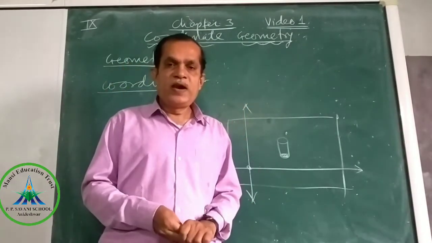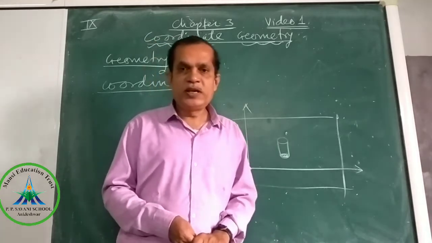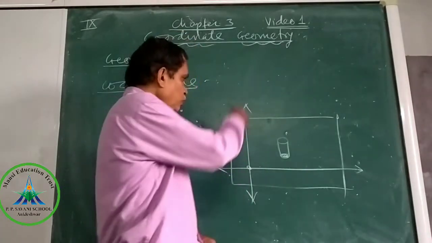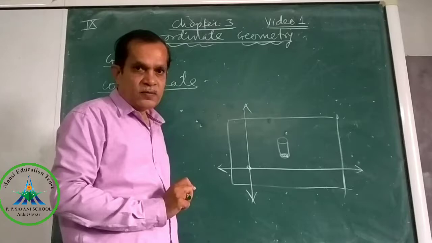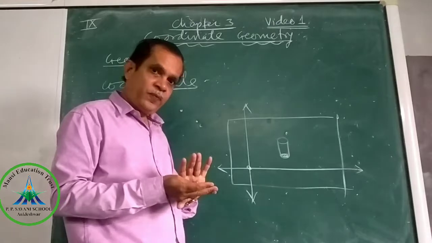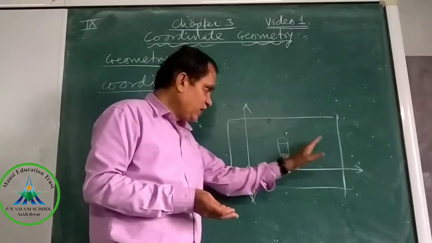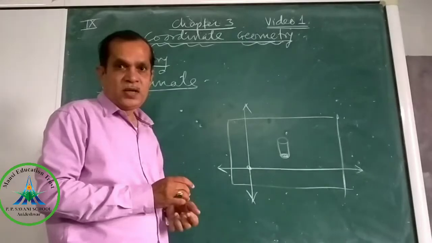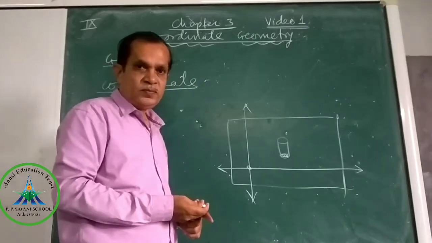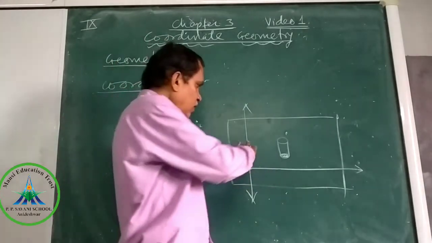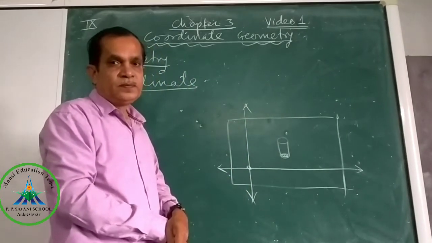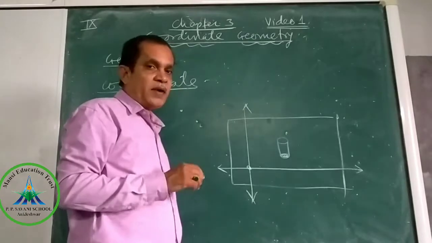Any object lying anywhere, explain the position of that object on the plane. You draw two perpendicular lines so that the object is either above or below, and either on the right side or on the left side. I have drawn two perpendicular lines so that this bottle is on the right side of the vertical line and above the horizontal line. Then I will mark, I will draw.